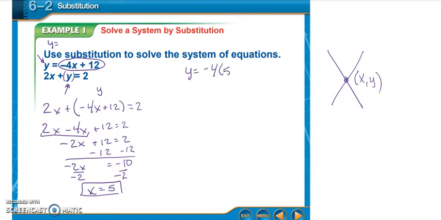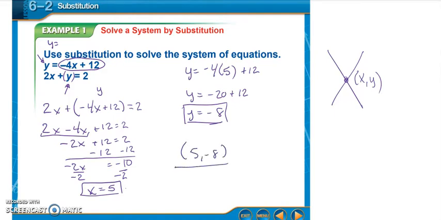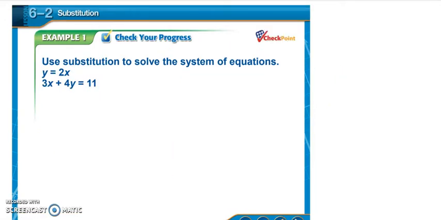So this is 4 times 5 plus 12. So y equals negative 20 plus 12. So y equals negative 8. So the coordinate point, or the solution to the system of equations, is 5, negative 8. And that would be the answer. You might want to try this one yourself first and see if you've got it, or listen to me again.